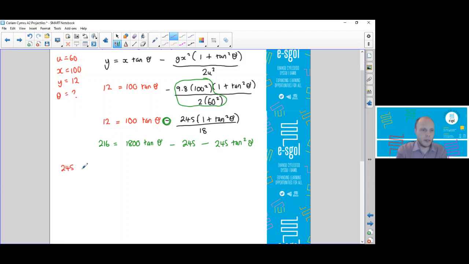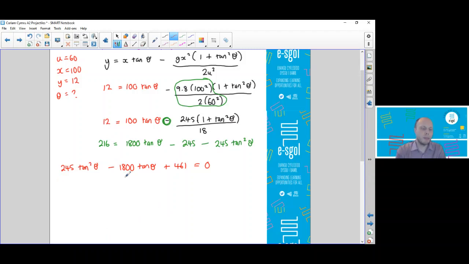So I've got 245 tan squared theta, and that's positive now. The tan theta term comes over and that goes negative, so minus 1800 tan theta, and then I bring the 245 and add it to the 216, and that gives me 461. Okay, equals 0. Now then, solve that like any other quadratic.